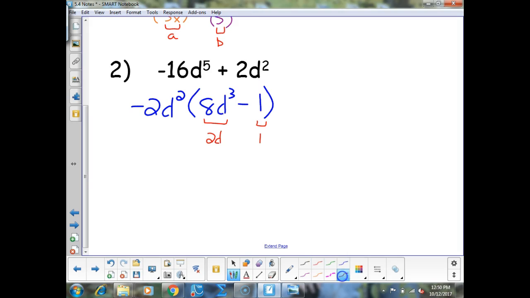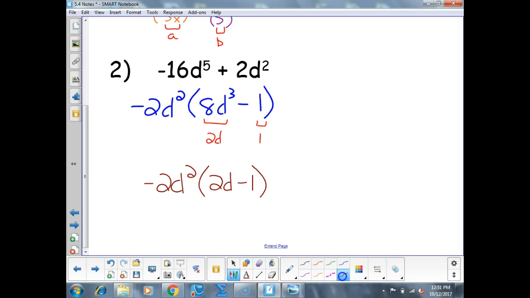So this factors to be negative 2d squared times the quantity 2d minus 1 times the quantity 4d squared plus, because it was minus, we switch it to plus, 2d plus 1.